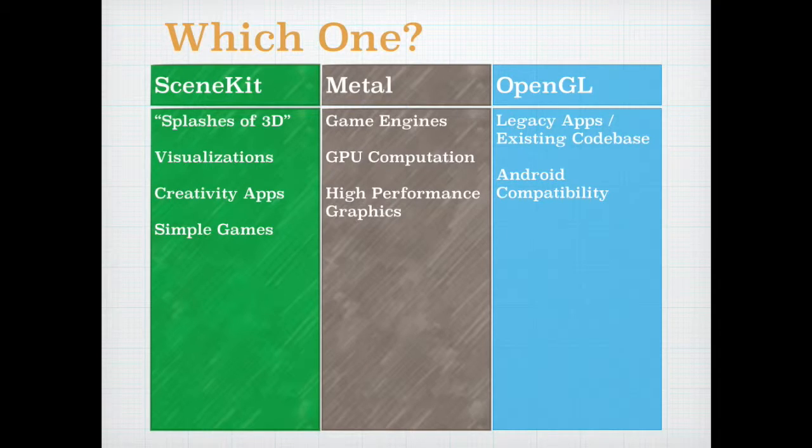Metal is great. Of course, if you're writing a game engine, you want to get into Metal. But more interestingly, if you're doing GPU computation, maybe audio processing, or high-performance graphics, that's where Metal comes from. OpenGL, if you have a legacy app, something that you're bringing to iOS from an old code base, maybe OpenGL is the easy path. Android compatibility. But in general, in this day and age, if I were starting a brand new project, I wouldn't want to start with OpenGL. I would only do it if I had some tie to the past that I needed to use it for.